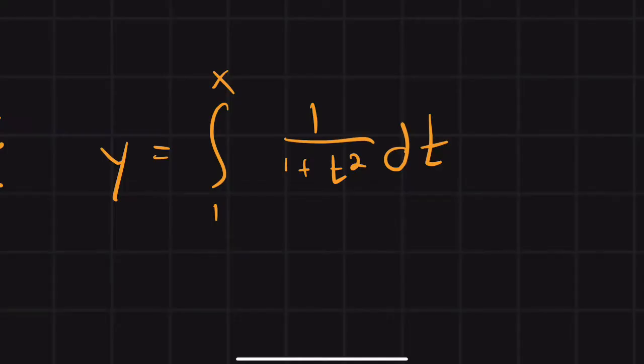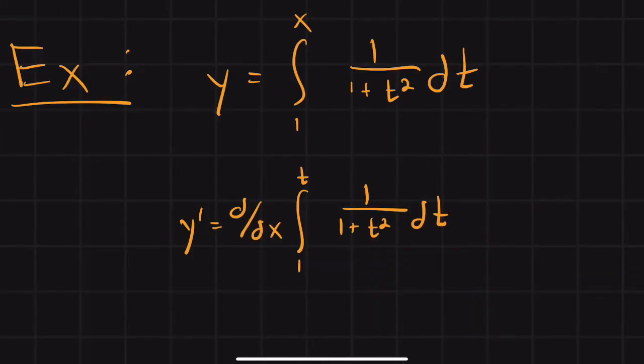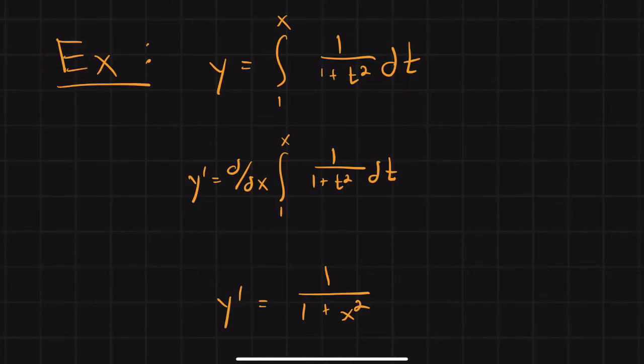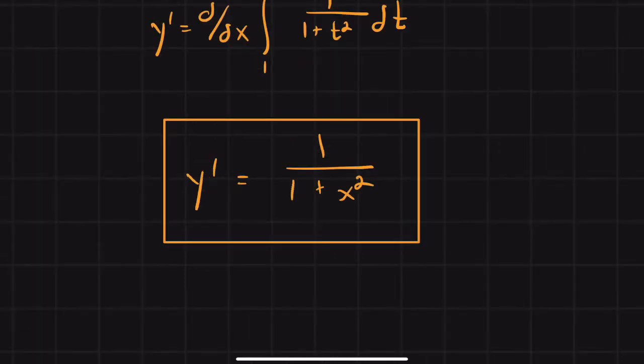So then for y, our bottom boundary is a constant, 1, so that's okay. The top boundary is a variable, x, that's okay. And the function itself is continuous. So then we can apply the second fundamental theorem of calculus for finding y prime. All we have to do is substitute that top boundary from the integral, the x, in for all the t's inside the function. And that would give us y prime is equal to 1 over 1 plus x squared.